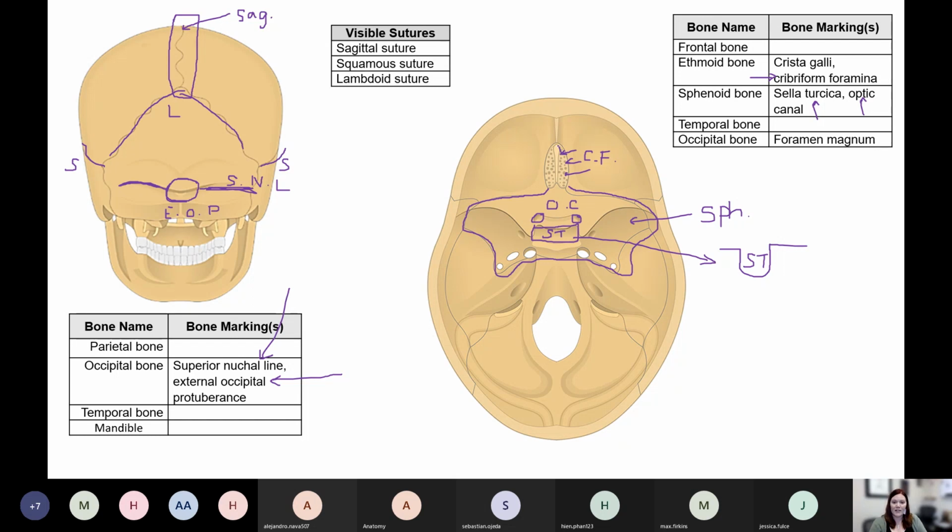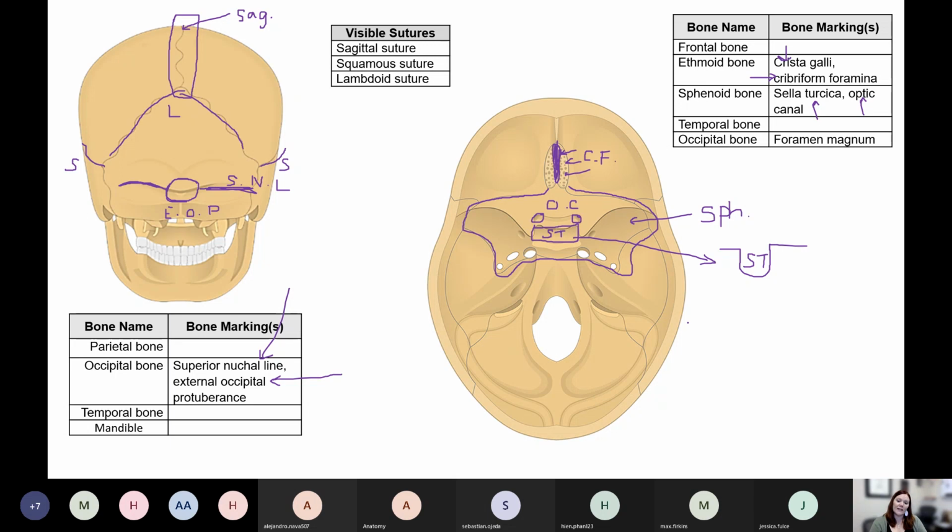And dividing the left side and the right side is something that sticks straight up. So this thing I'm going to color on top of it. This thing right here is called the crista galli. So it's a piece of bone that sticks straight up in between the two halves of the cribriform foramina, the crista galli, sticking straight up.